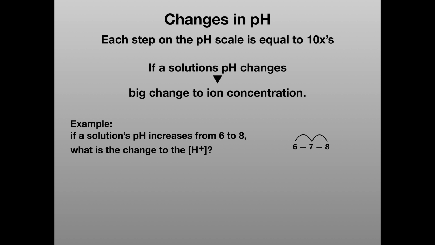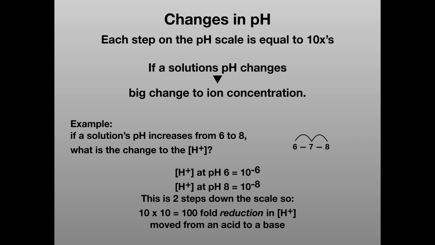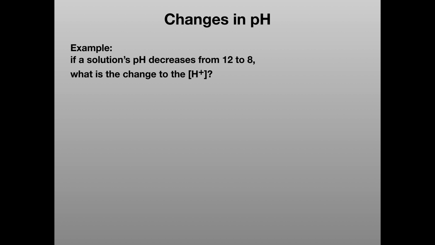So now what do we do? Well, it's 10 times 10. Everybody can multiply 10 times 10, so that's 100. Since we're moving up the scale, the concentration of hydrogen ions is going down, by how much? 100, a 100-fold reduction in hydrogen ion concentration. In this example, the solution also moved from being acidic to basic. Not so hard. Let's try another one.